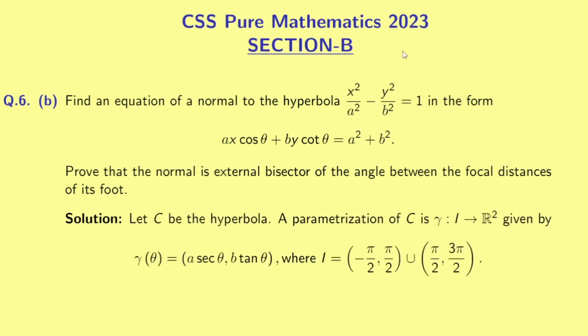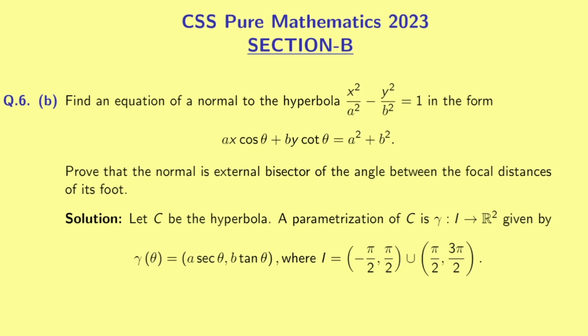So we call this hyperbola C, it's a curve, and we parameterize it. Recalling, a parameterization of a hyperbola can be obtained by this function gamma, defined in this set I, which is the union of these two intervals, minus pi over 2 to pi over 2 union pi over 2 to 3 pi over 2. So gamma of theta is a secant theta and b tangent theta. This is a parameterization of the hyperbola. It's pretty standard to check this.